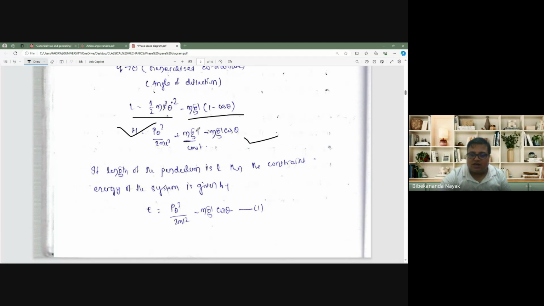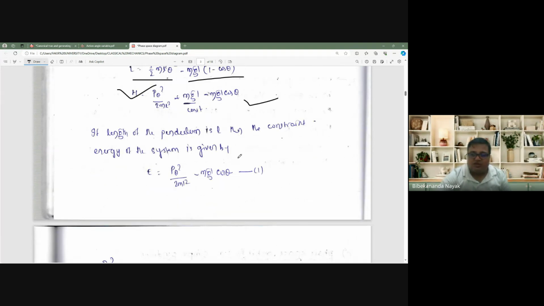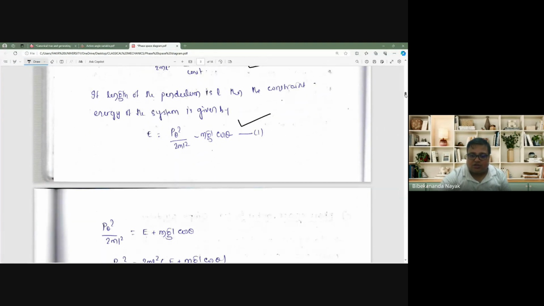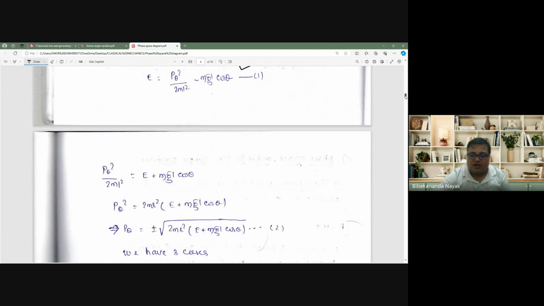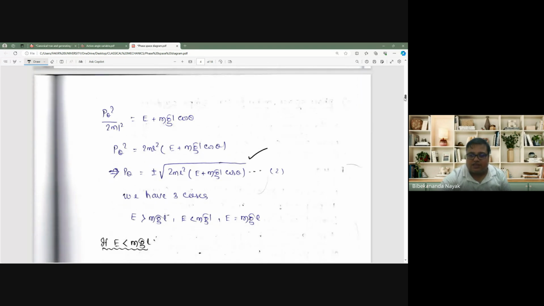Since mgl is a constant, we can remove that, and now we write p theta square by 2 m L square minus mgl cos theta. So energy plus constant minus constant is another constant, so E will be this. If we plot, the variables are theta and p theta, and the energy depends on theta and p theta. From this you can calculate p theta. We have three cases here: E greater than mgl, E less than mgl, and E equal to mgl.